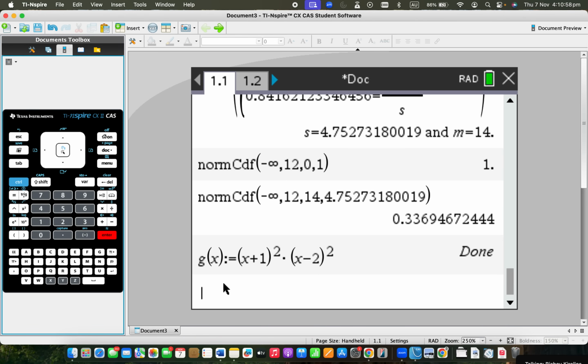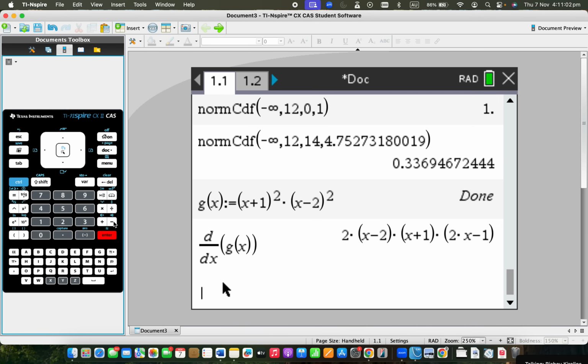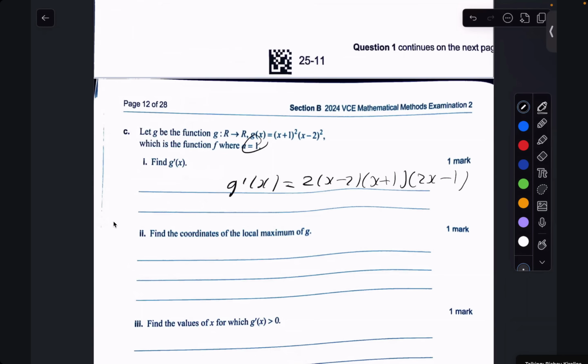But anyway, here we've defined it and we want to find g dash x. So the derivative of g of x is this. So g dash x is equal to 2x minus 2, x plus 1, 2x minus 1. Yeah, so this a is 1, that's a clue.